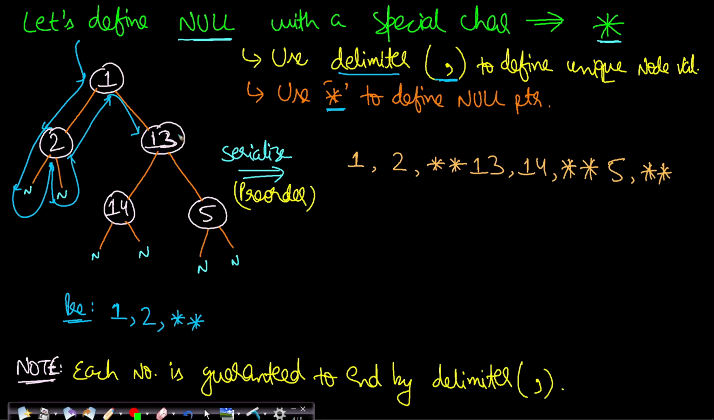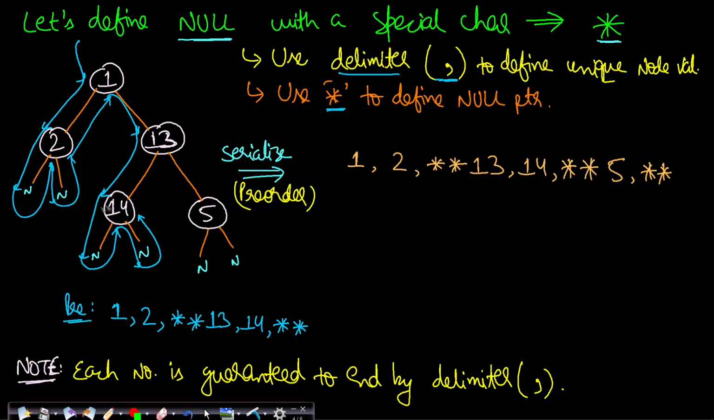We have reached 13 for the first time. So print 13 here, put a comma, and make the left call. We have reached 14 for the first time. So print 14, put a comma, and then make the left call. Now we have reached the null node. When we reach the null node, we have to put a star there. Go back to 14. Make the right call. And when we reach null, again put a star there. Again go back to 14.